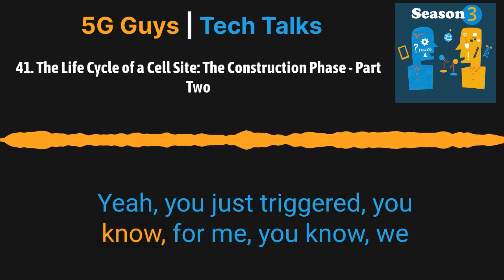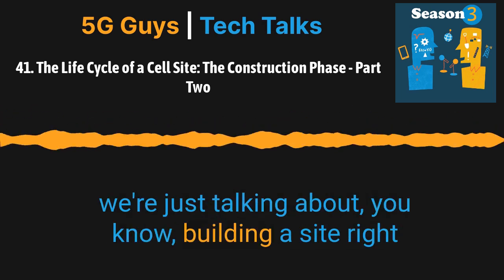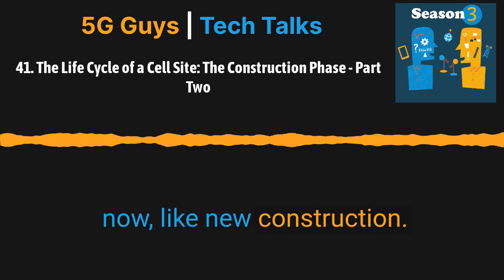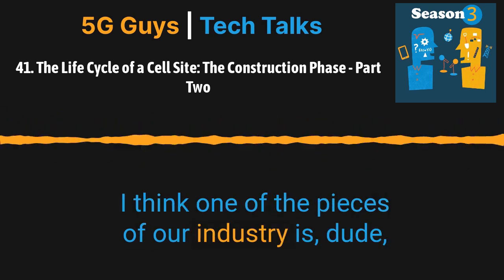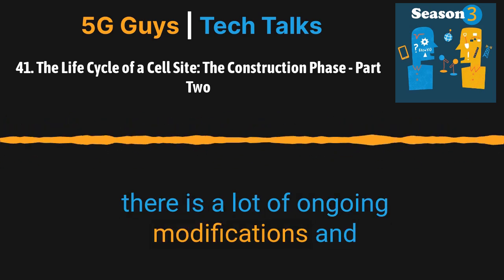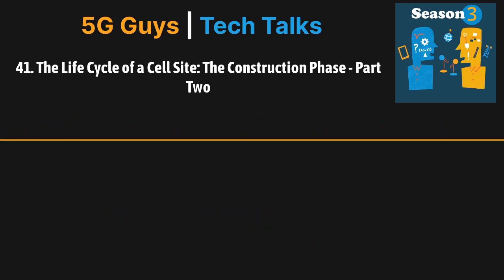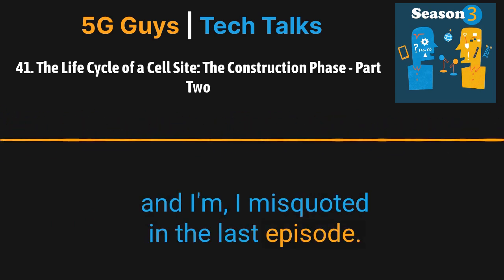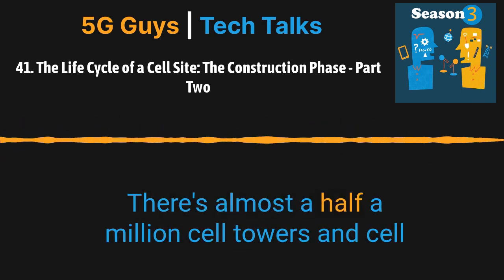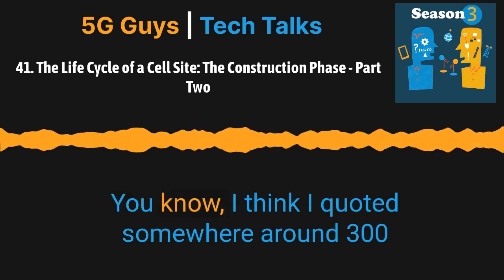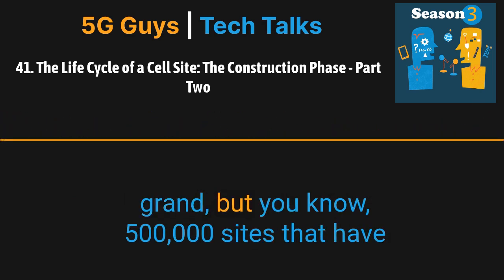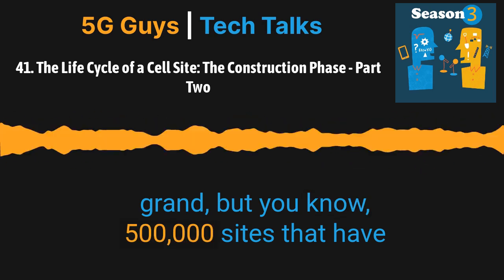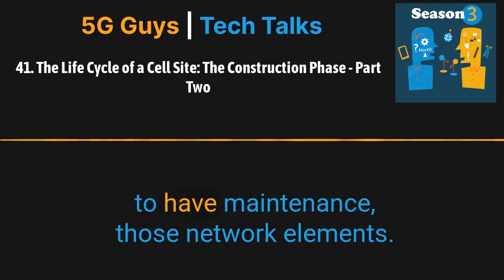Yeah, you just triggered something for me. We're talking about building a site right now, like new construction. I think one of the pieces of our industry is that there are a lot of ongoing modifications and maintenance to these sites. I misquoted in the last episode. I went back and checked my numbers. There are almost 500,000 cell towers and cell sites in the country today. I quoted somewhere around 300 grand, but 500,000 sites have to have maintenance.